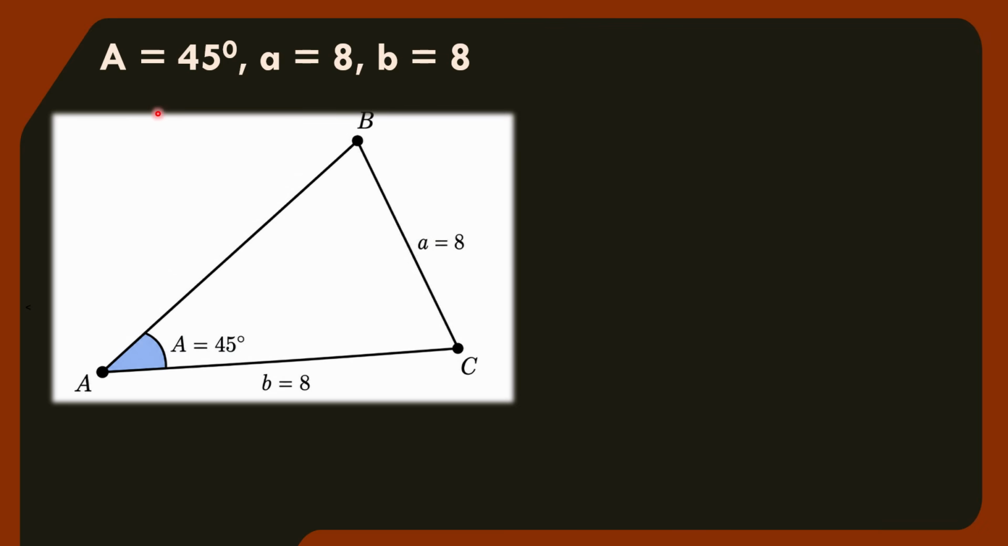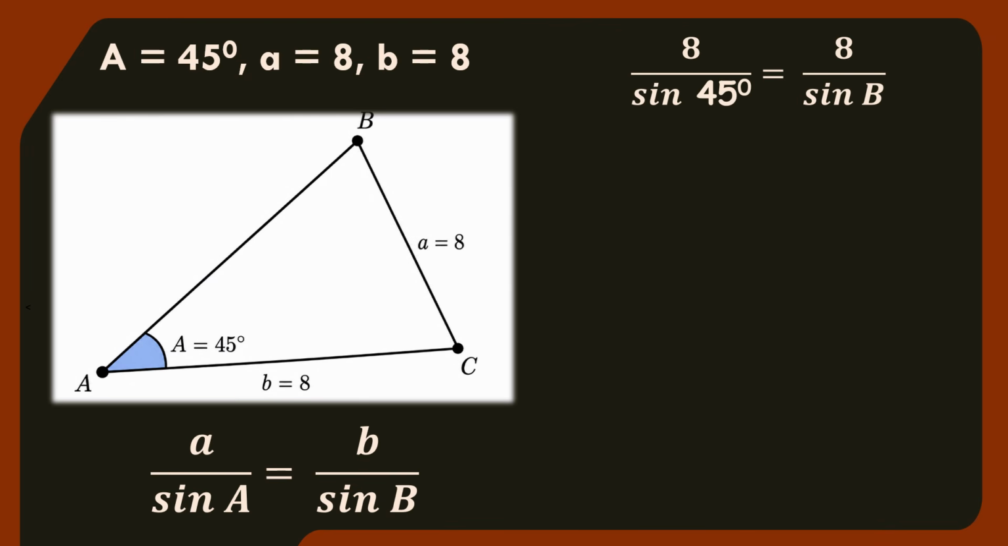In number 2, the given is angle A is 45 degrees, a is equal to 8, and b is equal to 8. So the formula is a over sine A is equal to b over sine B. Let us replace the value of a by 8, b by 8, and angle A by 45 degrees. So that becomes 8 over sine 45 degrees is equal to 8 over sine B. Let us cross multiply: 8 times sine B is equal to 8 times sine 45 degrees. Afterwards, let us divide both sides by 8 to get the value of sine B.